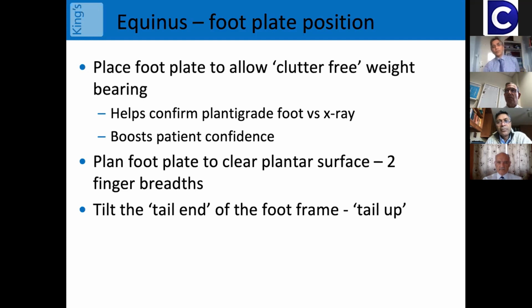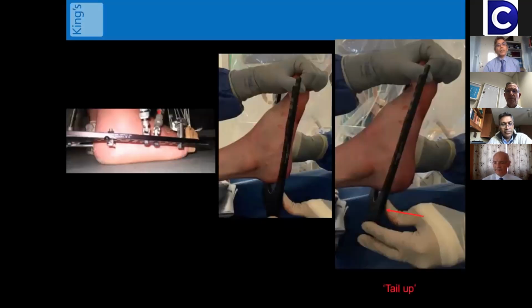So plan your foot frame or foot plate in such a way that you clear the plantar surface by at least 2 finger breadths. And tilt the rear end of the frame so that when the foot is flat on the ground, it is not touching. I'll show you an example here. This is how I want the rear end: slightly lifted off, with good clearance. So this is a plantigrade foot. The patient can really feel good about it once it happens. So I put the frame like that initially, and then just lift the back. And I ask my assistant to shoot a wire so that I can just fix the frame. So, tail up.